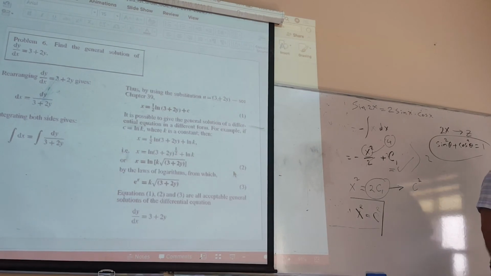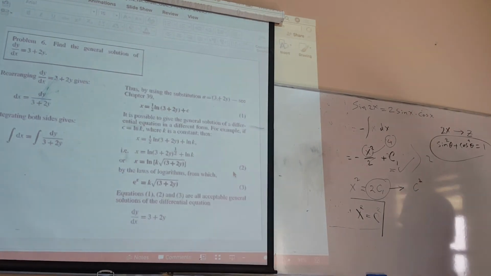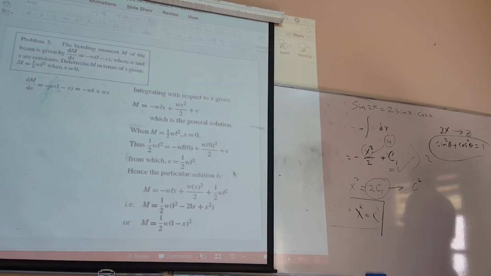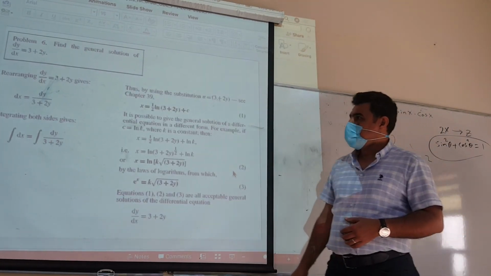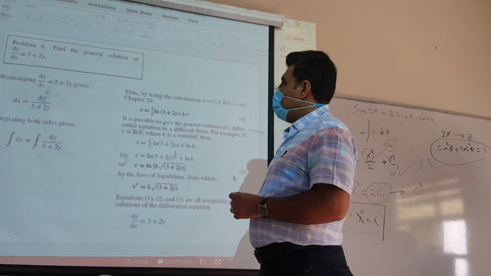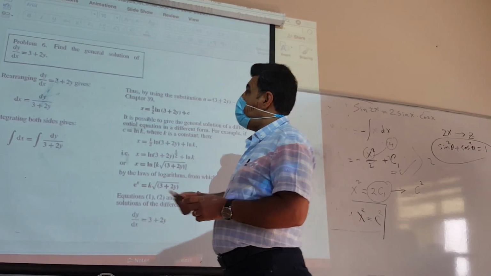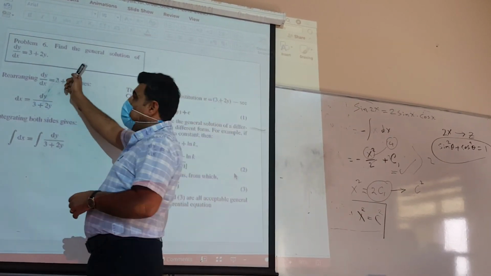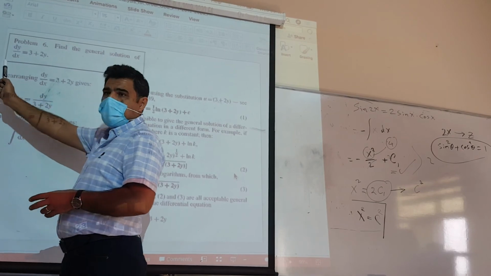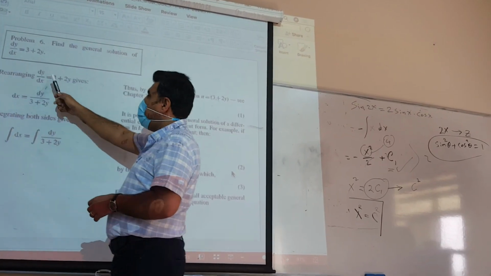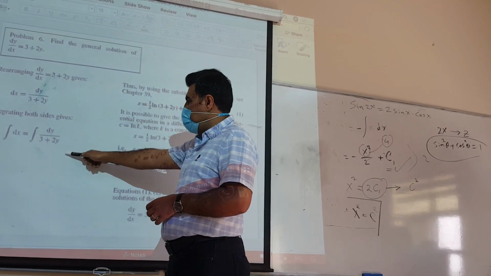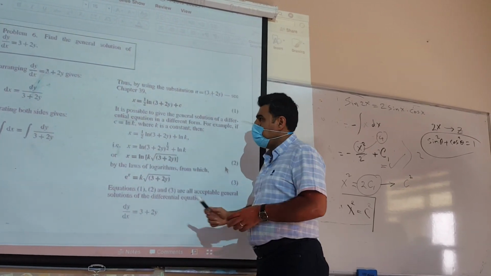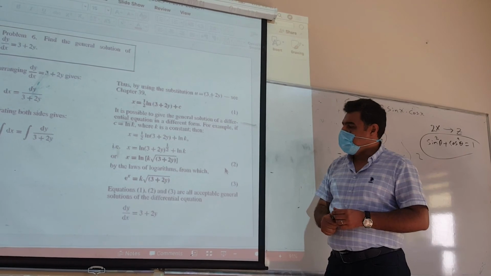Another equation. This is another example. It says find the general solution. So now you don't need to find C. You have an equation. You will rearrange it, separate it, integrate, and then you'll find the general solution.